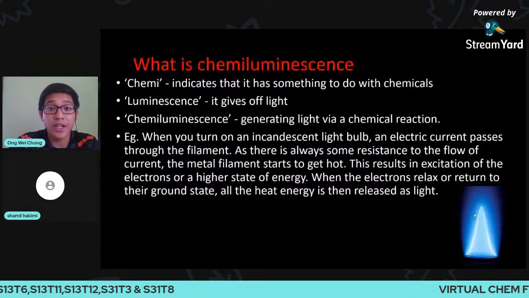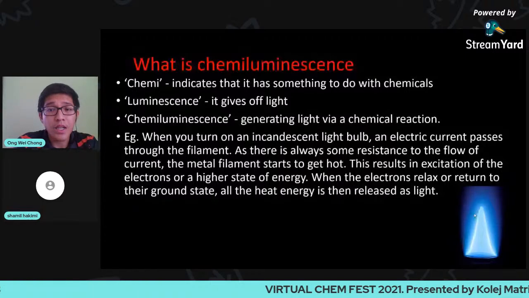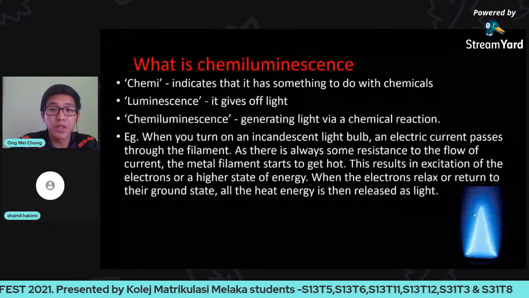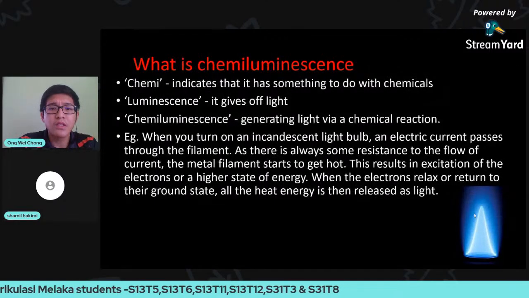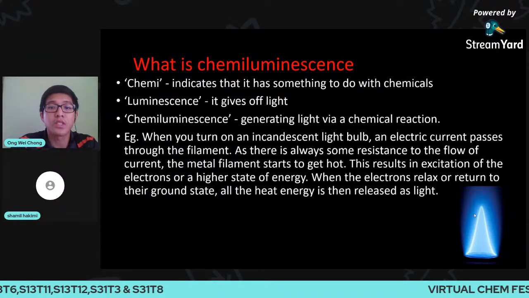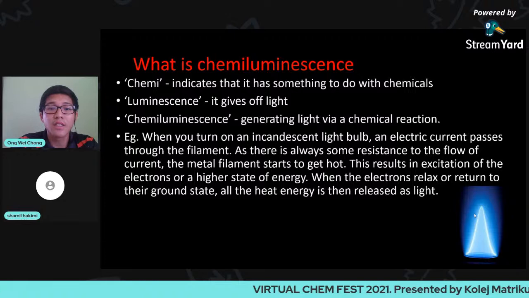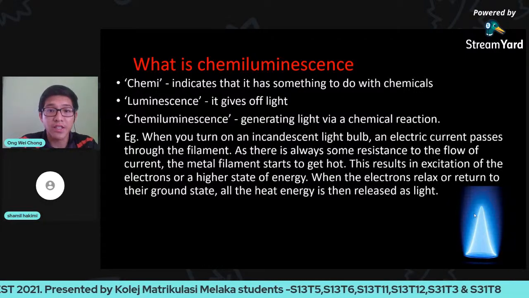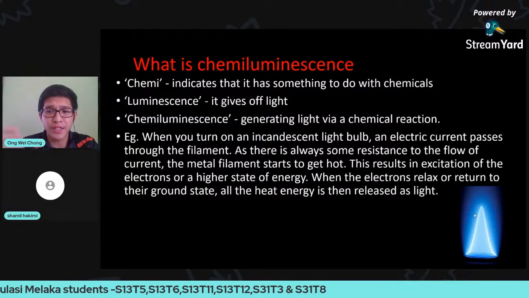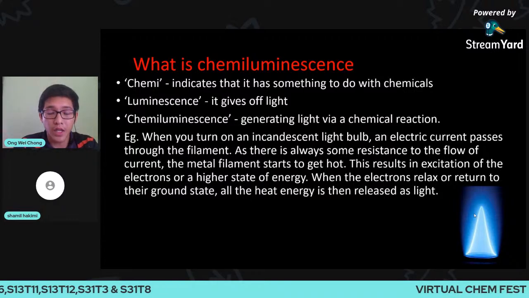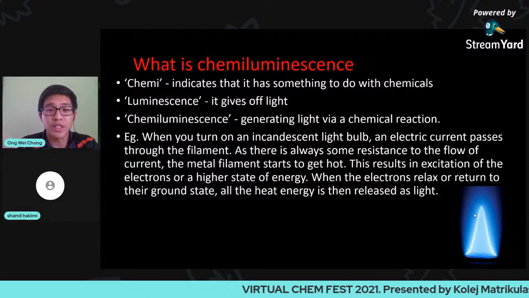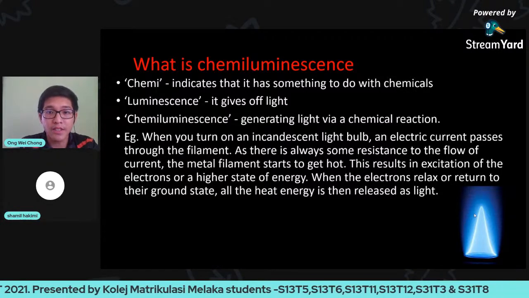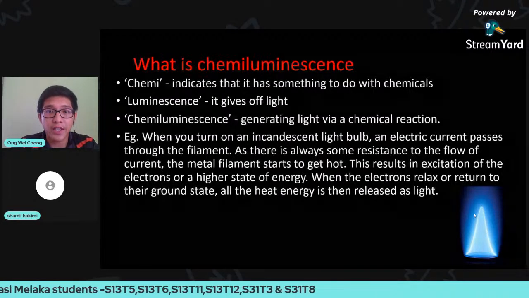I'll give you an example. An incandescent light bulb is a typical light bulb that we use in our house. When an electric current passes through the filament, there is resistance, so the metal filament starts to get hot. When it gets hot, it excites the electrons to a higher energy level. As we learned in semester one about electron transitions, when an electron is excited, it reaches a higher energy level, but then it stabilizes itself by transitioning to the ground state, releasing energy called a photon, and this is the release of light.